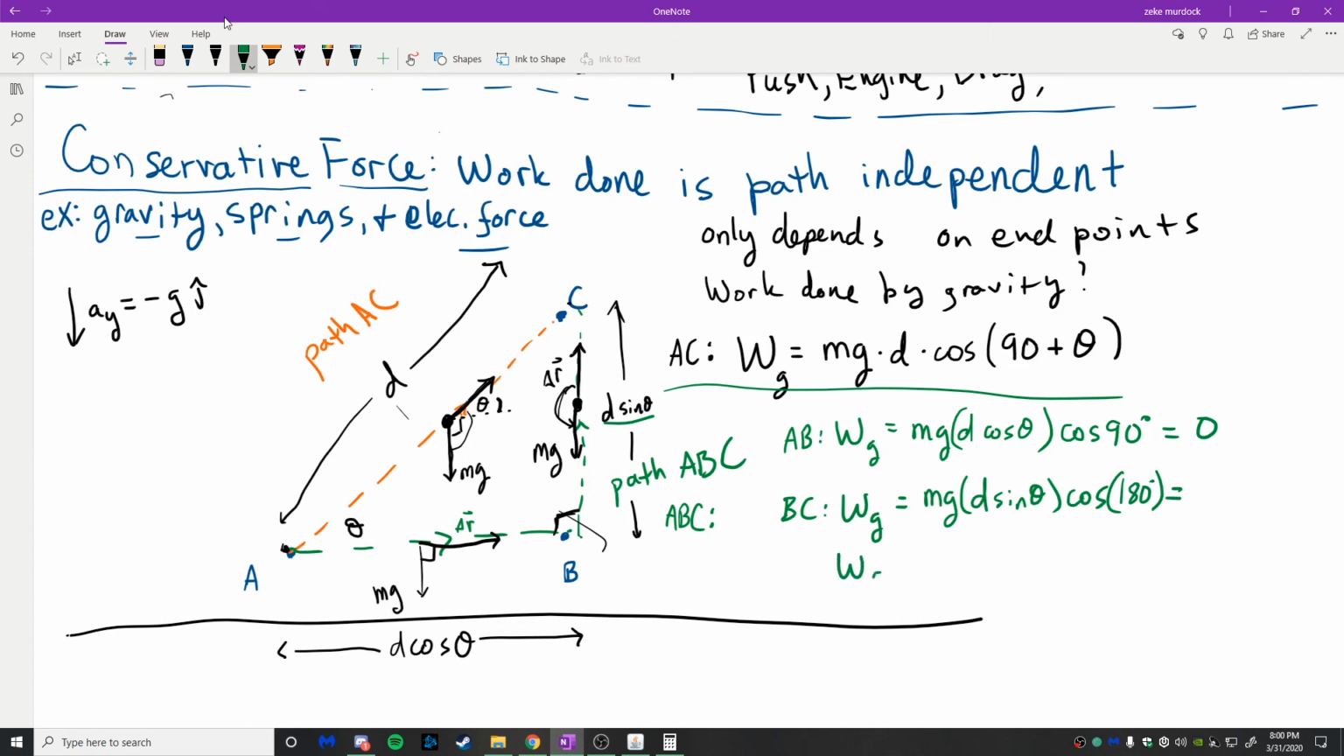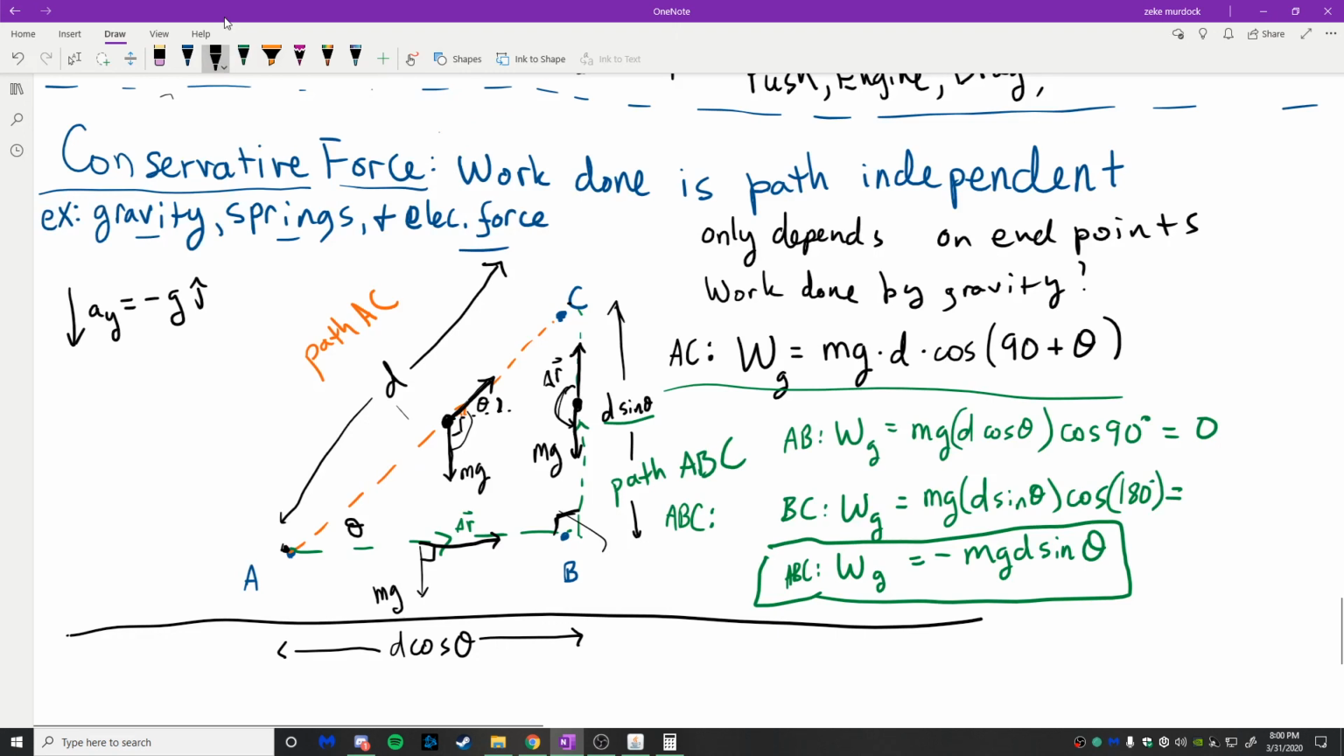So this is going to give us the work done by gravity. Cosine 180 is negative, so you get negative mgd times the sine of theta. That's the work done by gravity, and this is for the path ABC. Negative mgd sine theta, right? Okay.